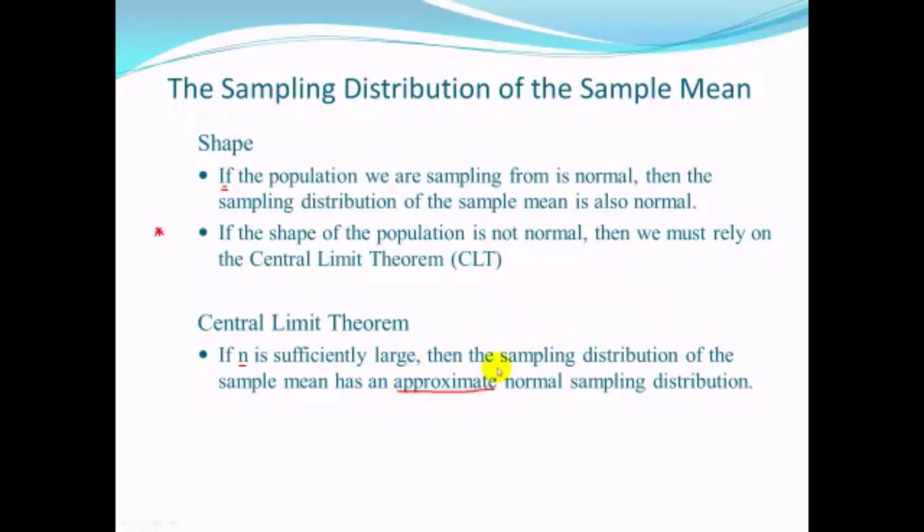It looks a lot like a normal distribution. An approximate is going to be close enough to normal that we're going to be able to work with the normal distribution, if n is sufficiently large. Well, what's a large sample? Interesting question. A large sample depends on what you're doing. As you move further and further in statistics, you're going to find that there are different sample size criteria. There's different ways of defining sufficiently large, depending on what you're doing.